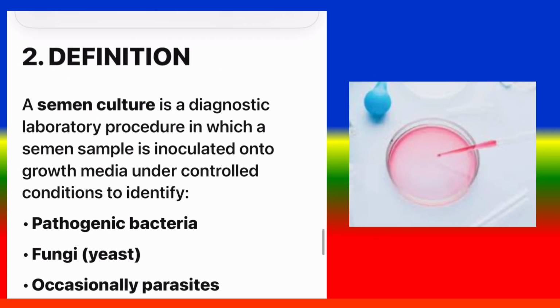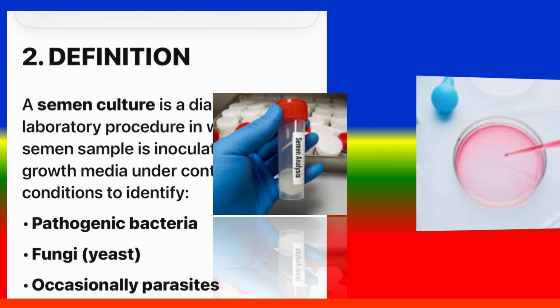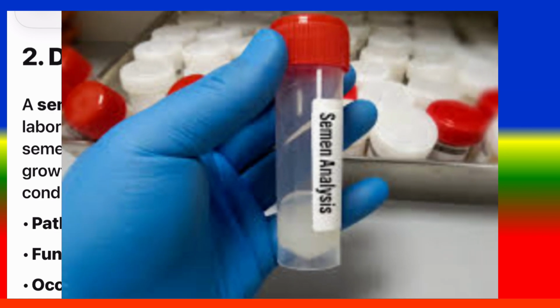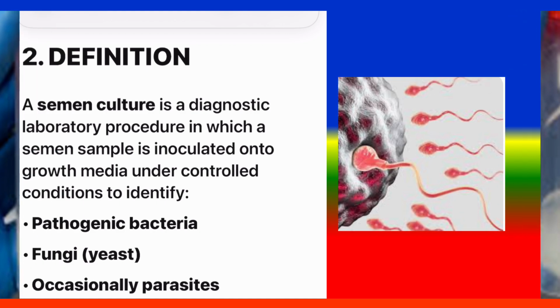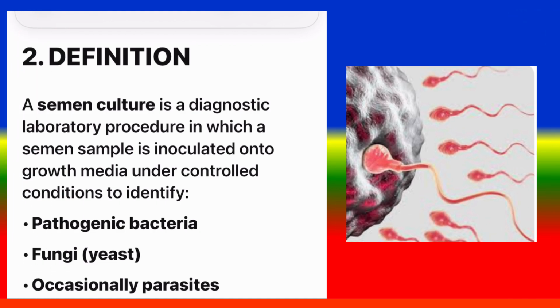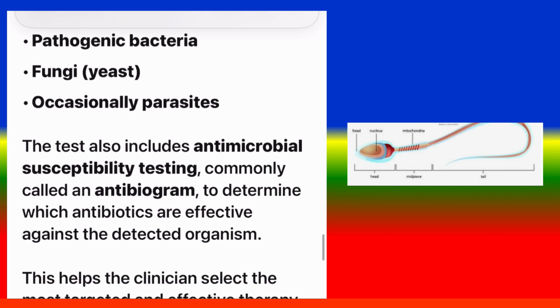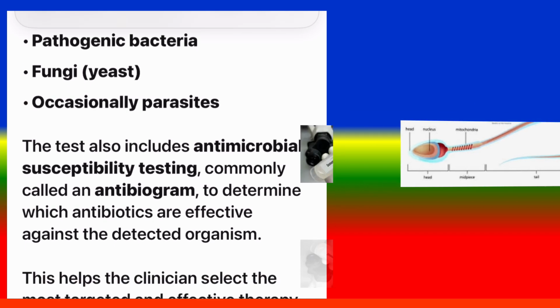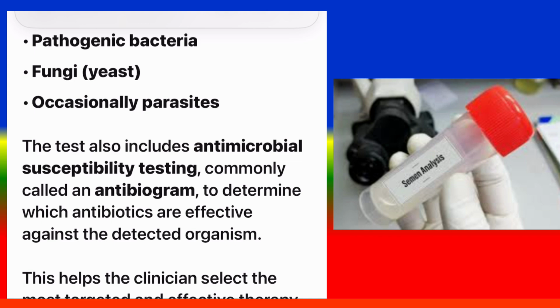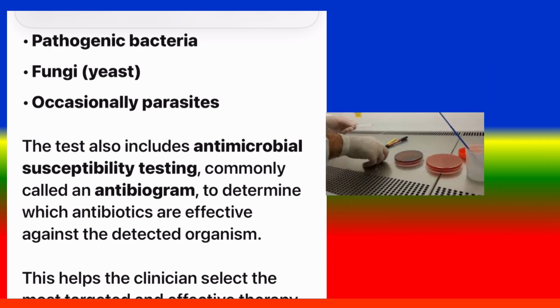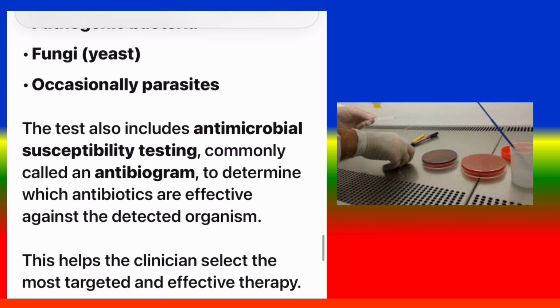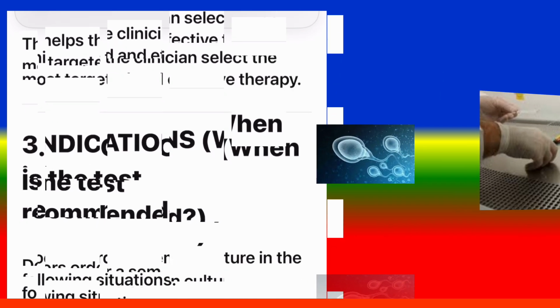Number 2, definition. A semen culture is a diagnostic laboratory procedure in which a semen sample is inoculated onto growth media under controlled conditions to identify pathogenic bacteria, fungi, yeast, and occasionally parasites. The test also includes antimicrobial susceptibility testing, commonly called an antibiogram, to determine which antibiotics are effective against the detected organism. This helps the clinician select the most targeted and effective therapy.